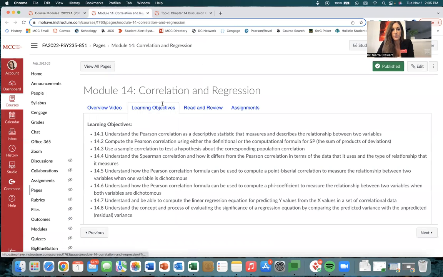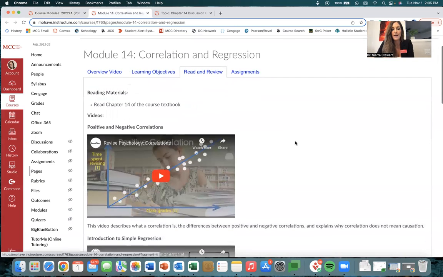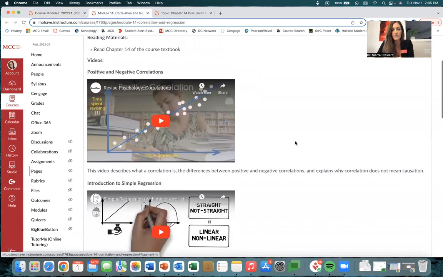Make sure to look over your learning objectives and then of course, look at your read and review. I have a couple of videos about positive and negative correlations. Correlations are just associations or relationships between two different things. So this video helps describe what a correlation is, the difference between positive and negative correlations. And then we'll get into why a correlation doesn't mean causation in a moment, but it also dives into that idea as well.